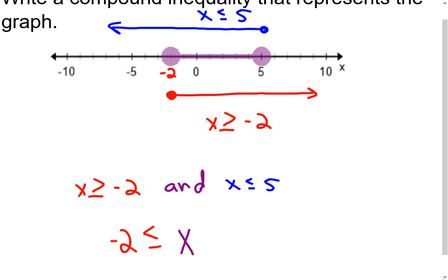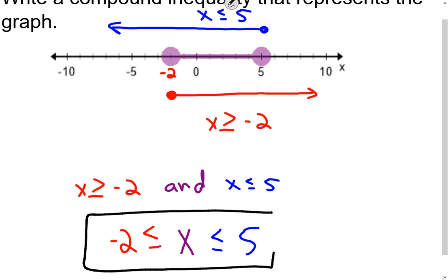Now in my other one, the blue one, it says x is less than or equal to 5. Well, I already have the x right here. I just need the less than or equal to 5. So then I just have to put less than or equal to 5. And I have written my compound inequality for the graph above.